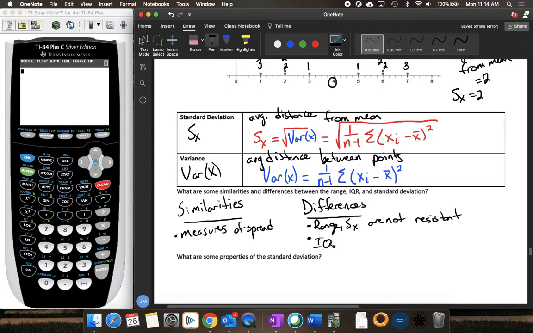The interquartile range, remember, is resistant. So if we do have outliers or if our data is skewed, that'll typically be the measure that we want to use.